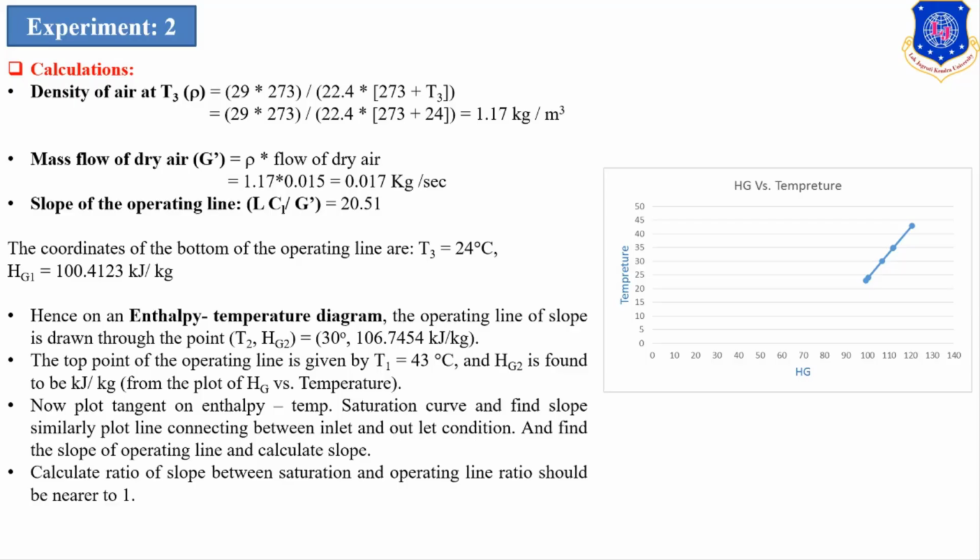Alright, so this was about the calculation portion, and from this experiment we can say that when we contact water and air, then the hot water will be converted into cold water by rejecting its heat to the atmosphere or air, which is actually the working principle of the cooling tower.